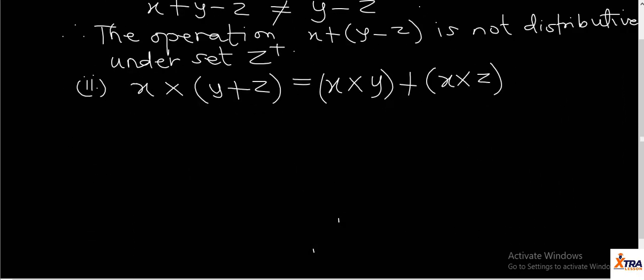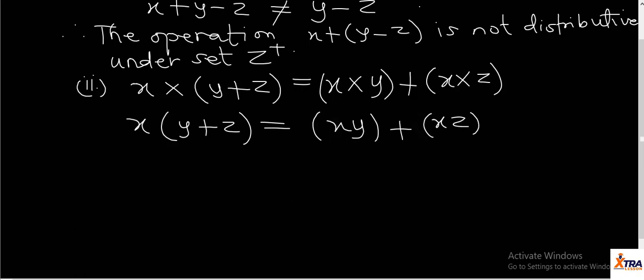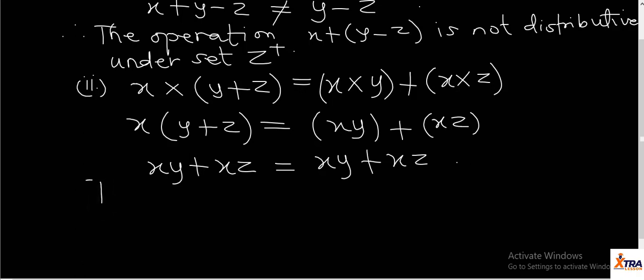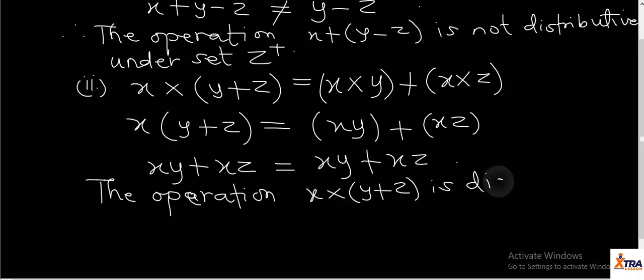So comparing here, expanding this we would have X into bracket Y plus Z. Comparing the right hand side, this will be XY plus XZ. Opening this bracket, we have XY plus XZ. In this case, we realize that when the multiplication is first and the second operation, which is addition, is coming second, because the left hand side and the right hand side are equal, then we can say the operation X times Y plus Z is distributive under the set Z plus.